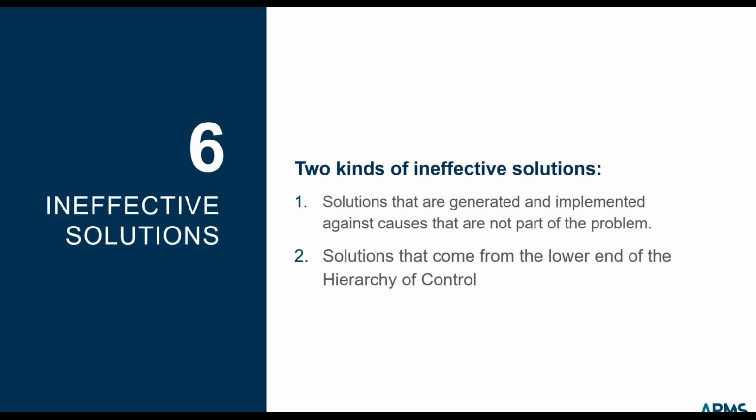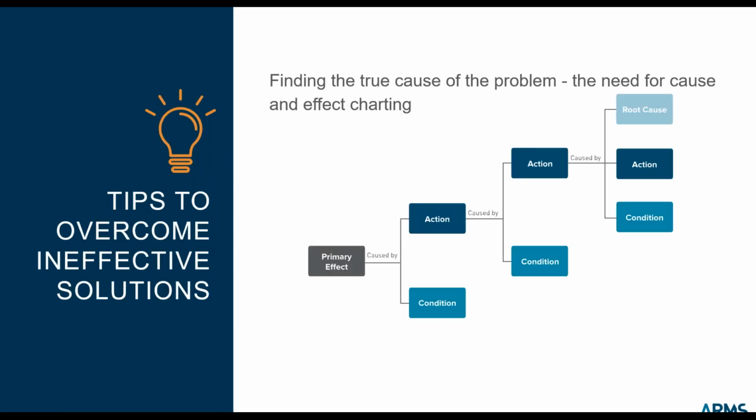And the other thing you want to be mindful of is solutions that come from the lower end of the hierarchy of control. So how we'd overcome the ineffective solutions, we want to make sure that we find the true causes of the problem. So the first thing is going to be the time and the energy to go through the investigation properly, gathering the evidence needed, and carefully laying out all of the causes that led to the incident.